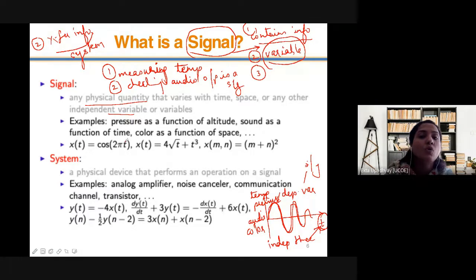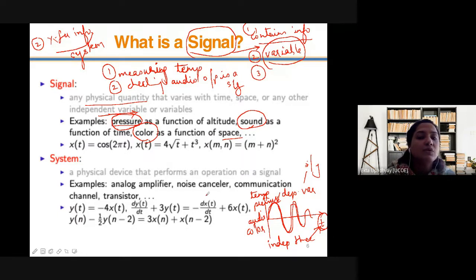तो उसमें दो variables होते हैं, एक independent variable जिस पे आपका signal depend करता है, और एक dependent variable जो आपका signal है. So whatever you are trying to measure, that becomes my signal. Okay, so if I'm trying to measure the pressure, then that pressure becomes my signal, right? Now, if I'm trying to get the sound, then sound becomes my signal. That's a function of time. If I'm trying to get the color, then color becomes my function of space, right?